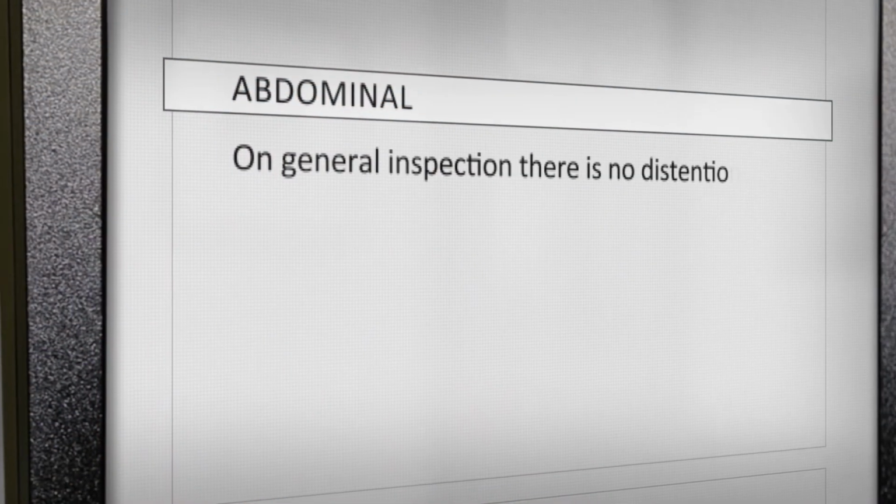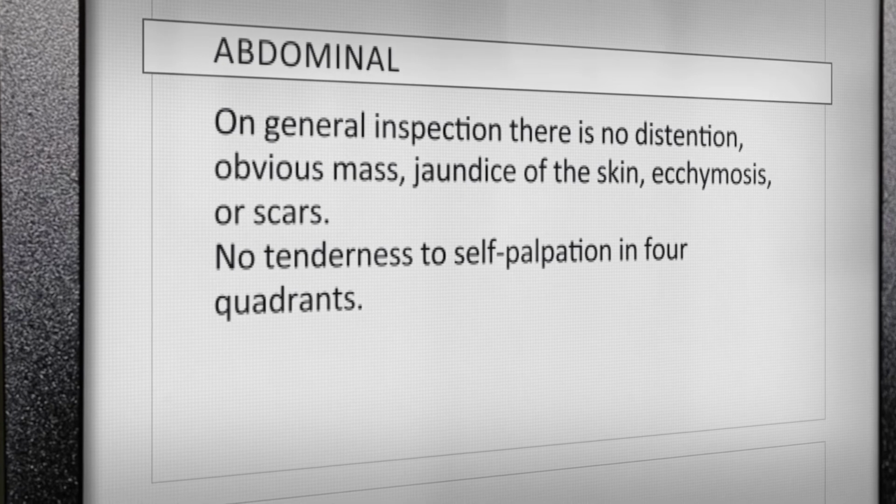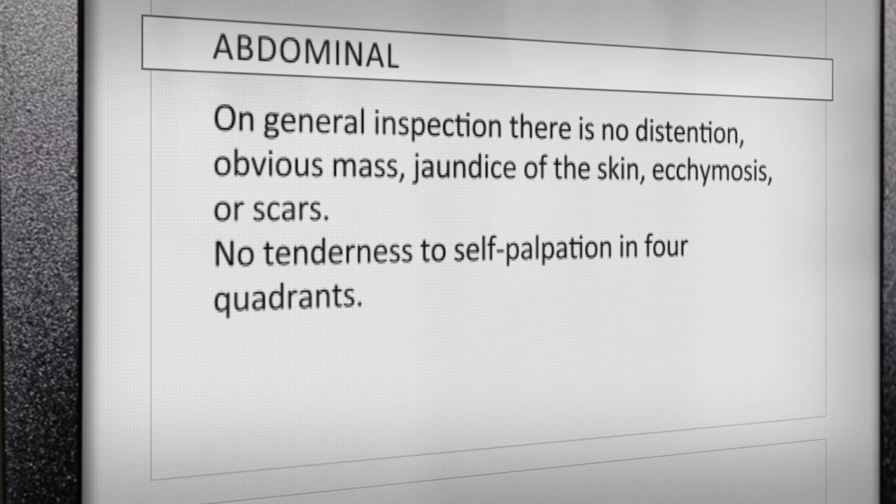Look for obvious distension, scars, or masses. Most patients can perform a rudimentary abdominal exam to check for self-reported tenderness to palpation in all 4 quadrants. Again, indicate when a physical exam maneuver was performed by the patient in your documentation.